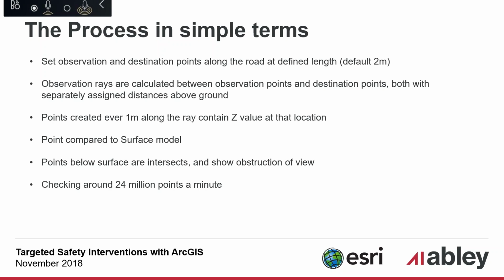That is compared to the surface model. Points below the surface are intersects and indicate an obstruction of view, and we're able to calculate around 24 million points per minute.